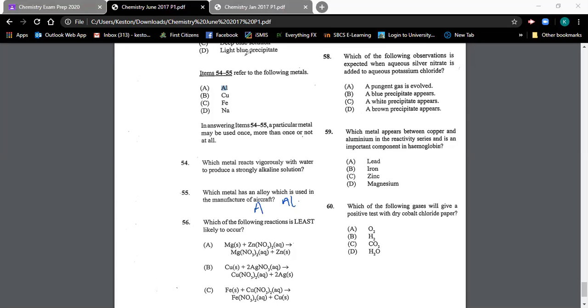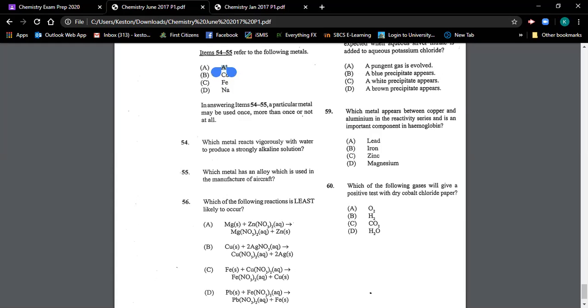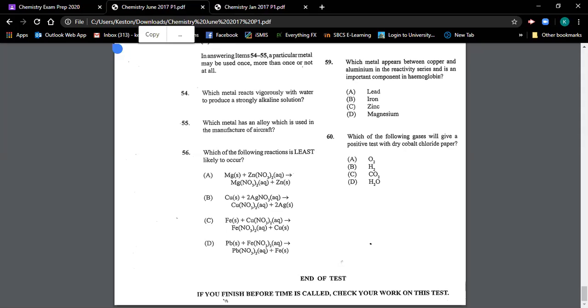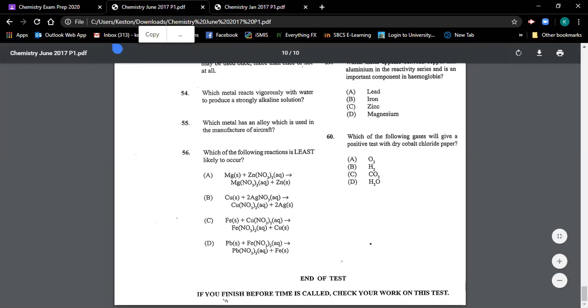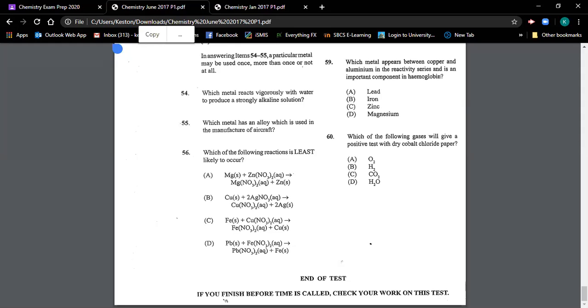56. Which of the following reactions is least likely to occur? Least likely to occur. This is a repeat from last time, is it? No, similar though. So reactivity series. We saw this earlier, magnesium and zinc. People sometimes collect magazines, so magnesium can displace zinc. Right, copper could displace silver.